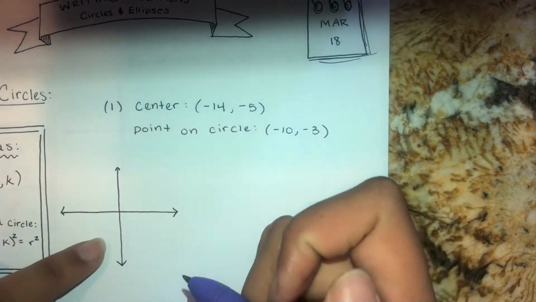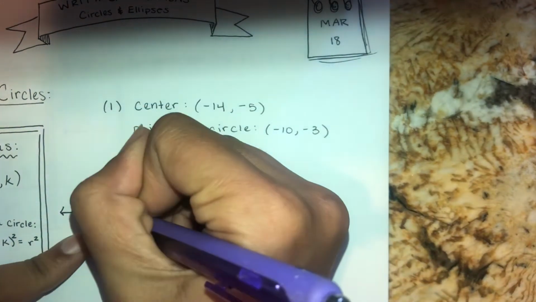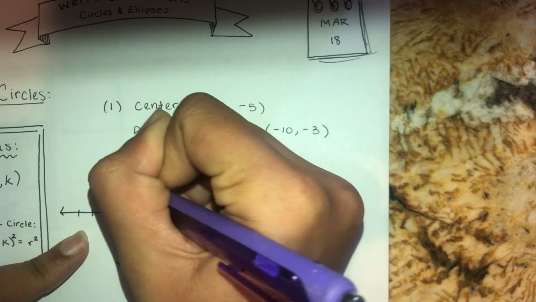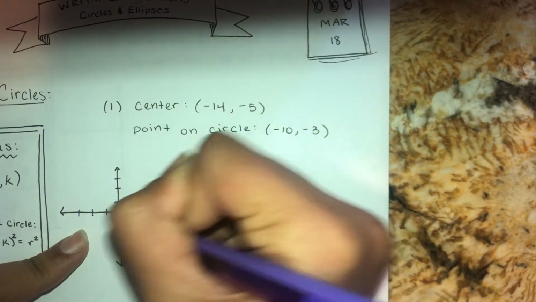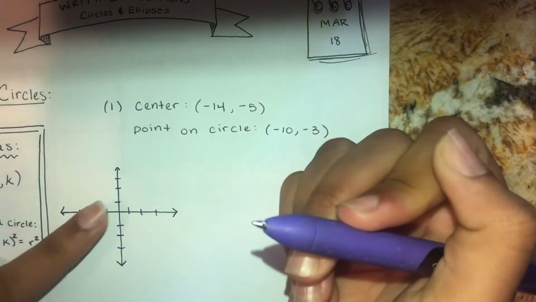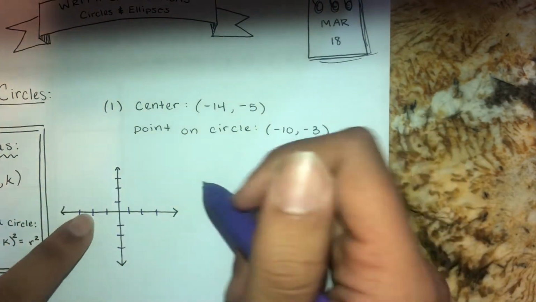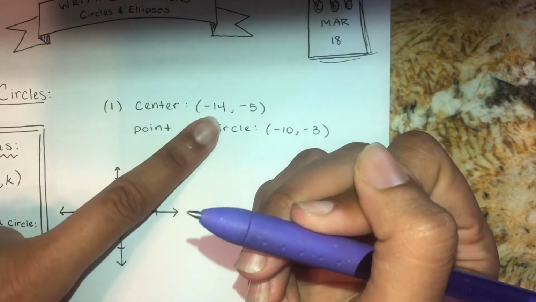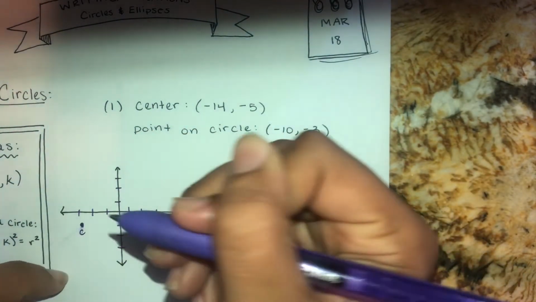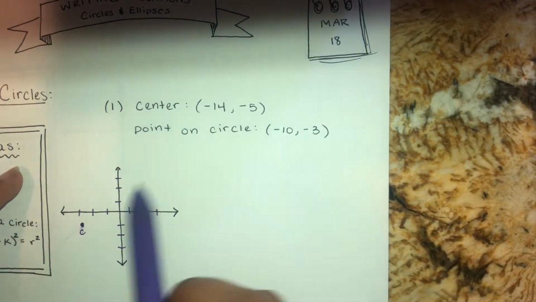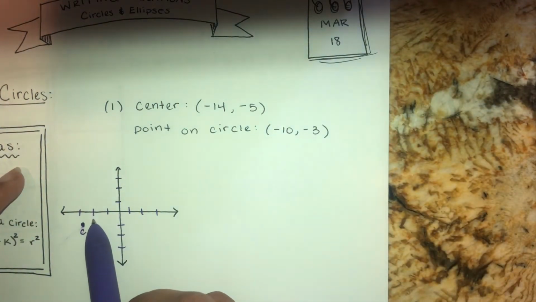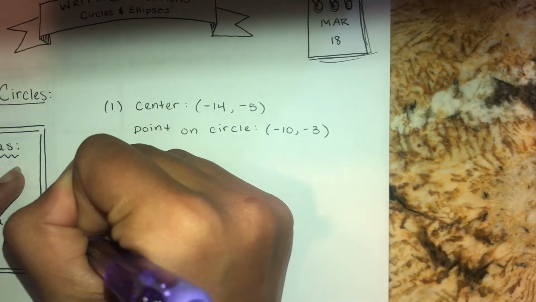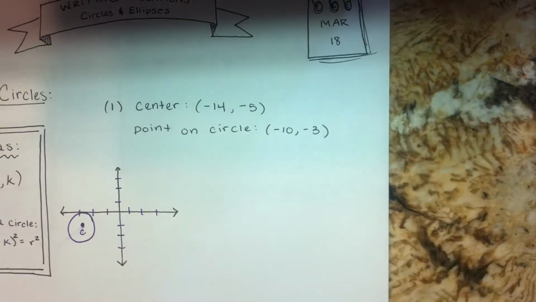When you get a circle, you should start off by drawing a rough graph. All of my graphs today are going to be counting by 5s, because anything more is just going to be too much work. All right, negative 14 down 5. So this is your center. All right, and then there's a point on the circle that's at negative 10 down 3. So from here, you should be able to draw a rough circle.